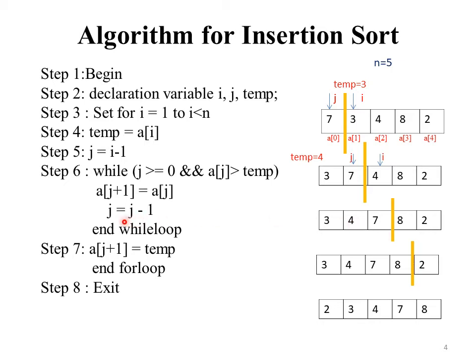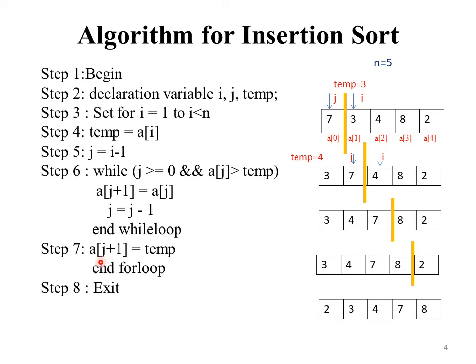So here j is decremented by 1. The value of j is 1, so 1 minus 1 is 0. Now the value of j is 0. So we check in this while loop: 0 is greater than or equal to 0. This condition is true. But then we check a of j is greater than temp. Now the value of j is 0, so a of j is now 3. Is 3 greater than temp, which is 4? 3 is greater than 4? This condition is false. So we exit this while loop and we directly enter step 7.